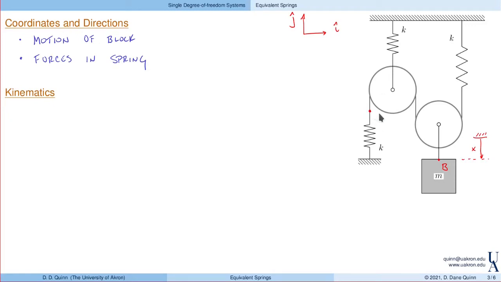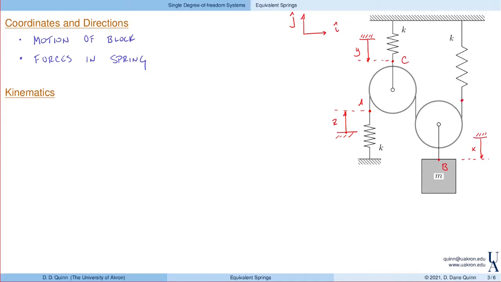So we'll start off with this one. Let's call this point A. As measured from the, again, static displacement of this spring, we'll define Z. Let's go and use a point C here. So the stretch in this upper spring we will identify as Y.